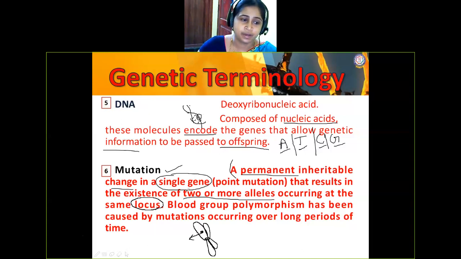Now, an example. Because of that only, there is polymorphism. Poly means many, morphism means body design. There are many body designs and many characters also. Here we have taken an example of blood group. Blood groups we have A, B, AB, O, like that. So we'll move to the next term.